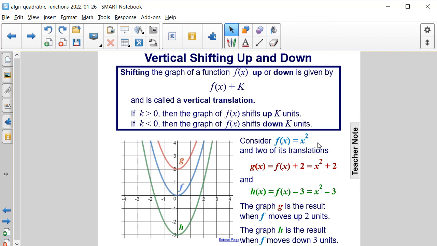Consider f of x being x squared, this blue function down here. G of x is equal to f of x plus 2, which would be equal to x squared plus 2. Notice how it shifts up 2 units. And we have h of x is equal to f of x minus 3, or x squared minus 3. Notice how it shifted down 3 units from the original function f's vertex.